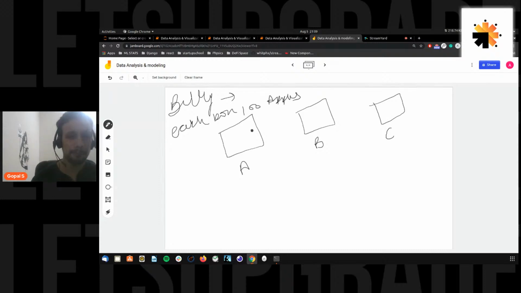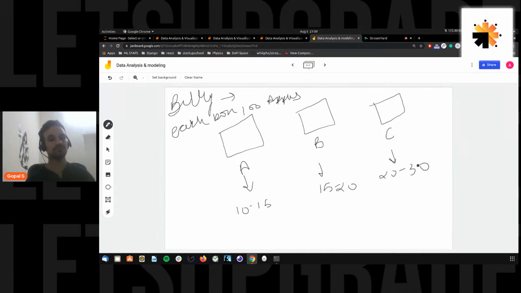Let's say in box A we have around 10 to 15 rotten apples. In box B we have 15 to 20 rotten apples, and in box C we have 20 to 30 rotten apples. Let's just assume this. These are the boxes, and each box has 100 apples. I believe everyone is with me till now.